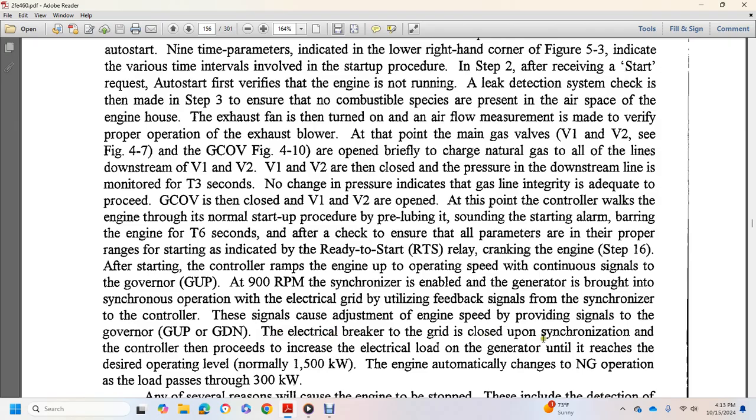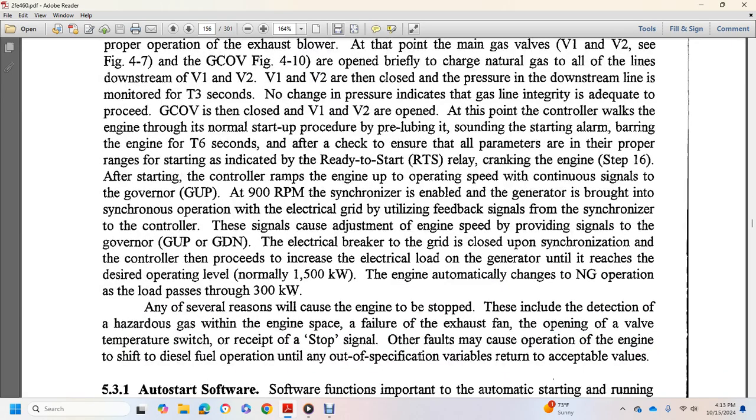Electrical breaker with the grid closed with the sequencing controller, proceed with the increased electrical load generated until the diesel operating level is reached, normally 1500 kilowatts. The engine automatically changes to natural gas operation at loads passing 300 kilowatts.